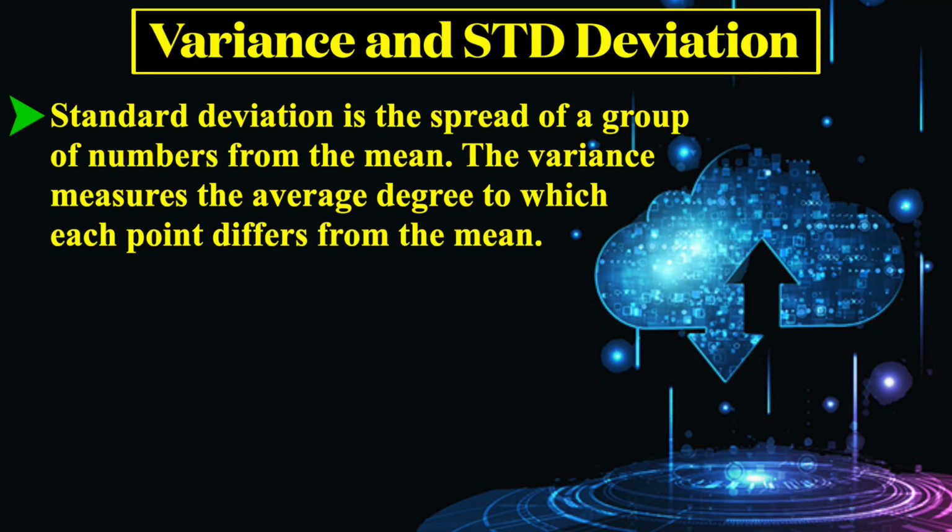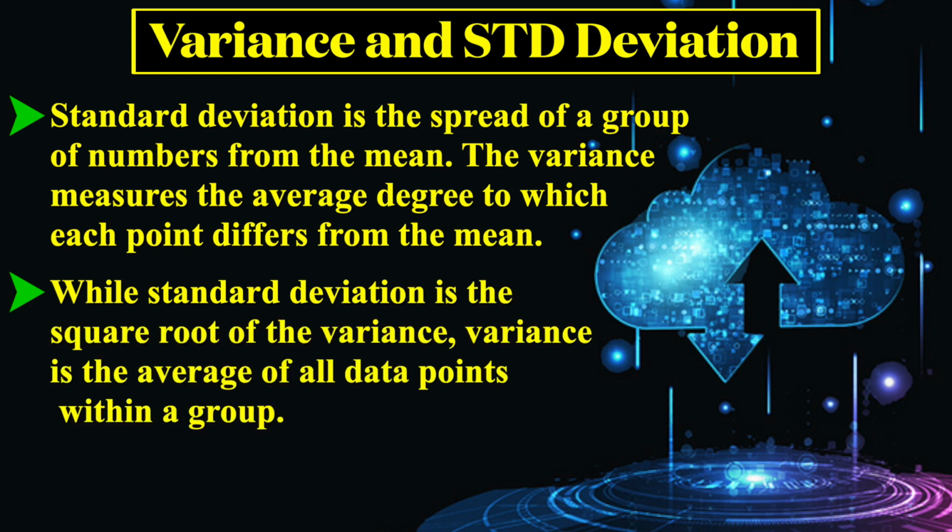Actually, the standard deviation is the spread of a group of numbers or pixels from the mean. It is the measurement of spread of all pixels from the mean, whereas variance measures the average degree to which each pixel differs from the mean value of the image. Understand that deviation refers to a group, whereas the variance refers to each individual pixel. So the standard deviation is the square root of variance. Variance is the average of all data points within a group.